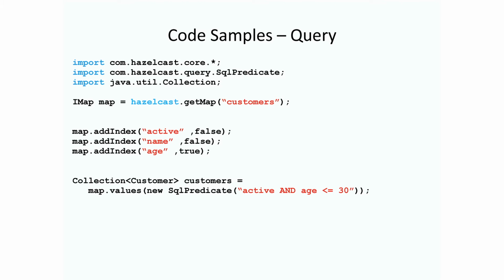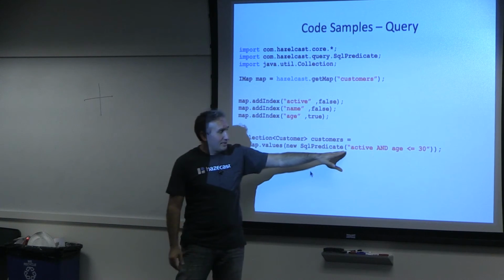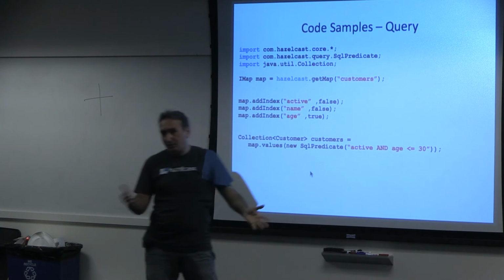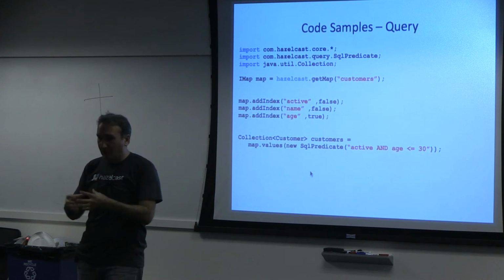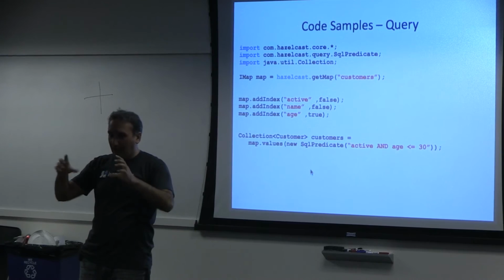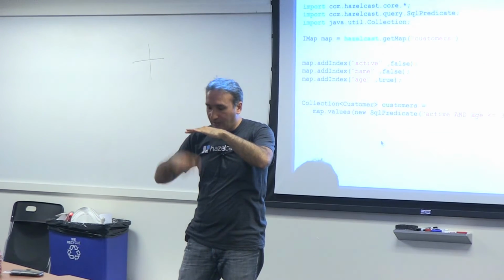You say, hey, give me the map. You can add indexes just like you add indexes in a database. And then you say map.values, and in SQL predicate, you say active and age less than or equal to 30. So the way this will work is the query will go to every node in the cluster and only focus on the locally stored data and query that data there on each node, right? And then results are going to be sent back to the caller, and the caller will put together all these results, right?